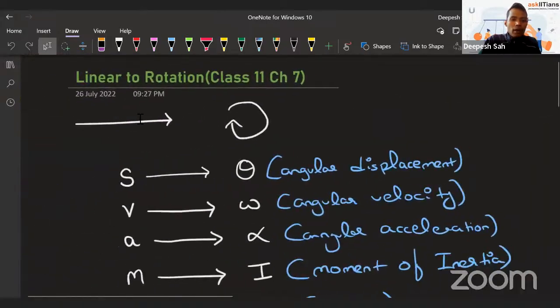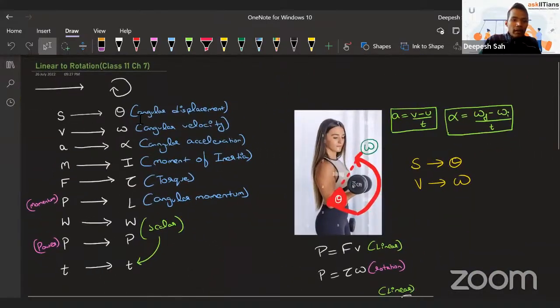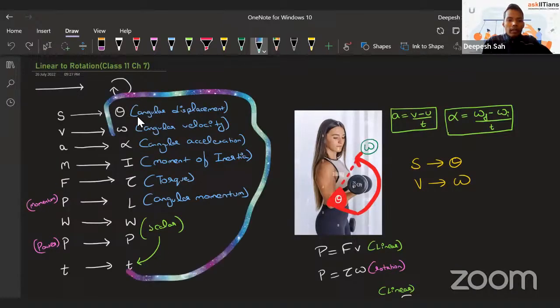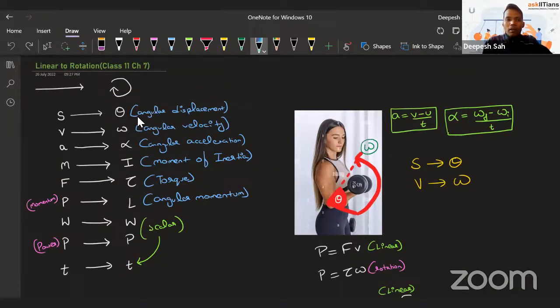All the formulas which you have made till now will be very easy. First of all, displacement, velocity, acceleration, mass, force, then momentum, work, and then power, and then time. All will be converted into rotational form like this. It's very easy, because work and power are scalar quantities, as well as time is a scalar quantity. You will not convert them. They will remain as they are. But all the other things become very easy.